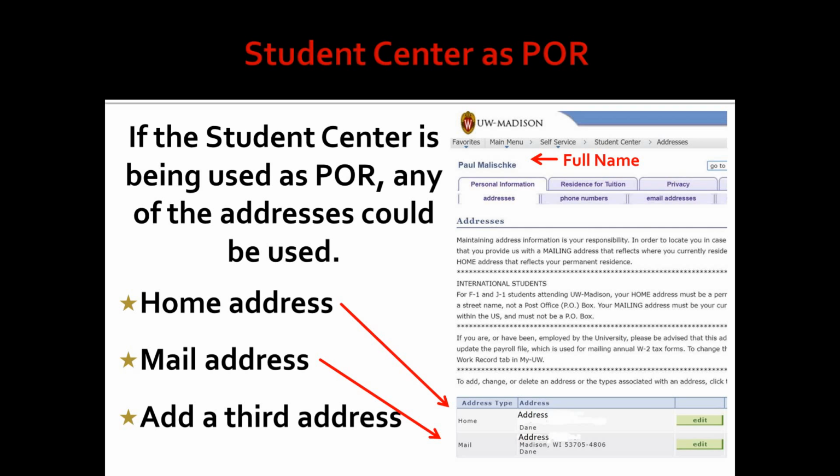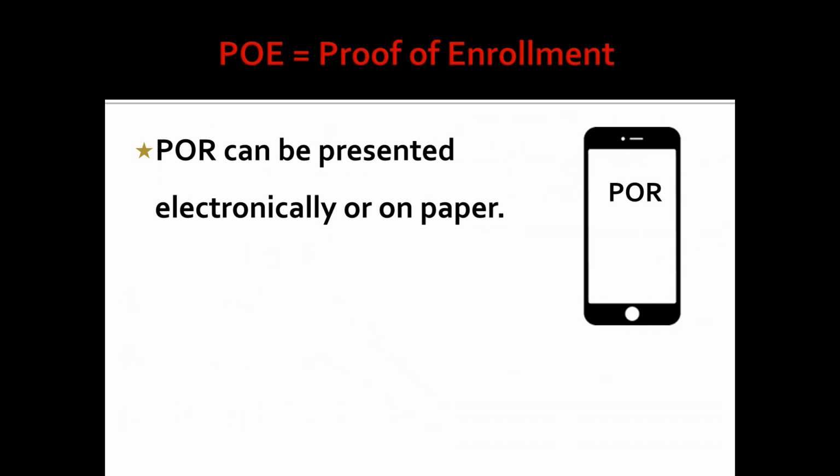The student may be interested in knowing that the mailing address from the Student Center is the address that appears on the enrollment document from go.wisc.edu/verify. POR can be presented electronically or on paper.